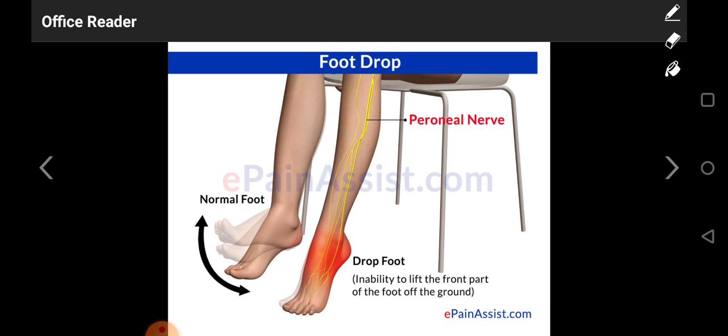Then we have the applied anatomy, that is foot drop. It is because of injury to the peroneal nerve. There is inability to lift the front part of the foot off the ground. That is, you cannot dorsiflex the foot. This is foot drop.